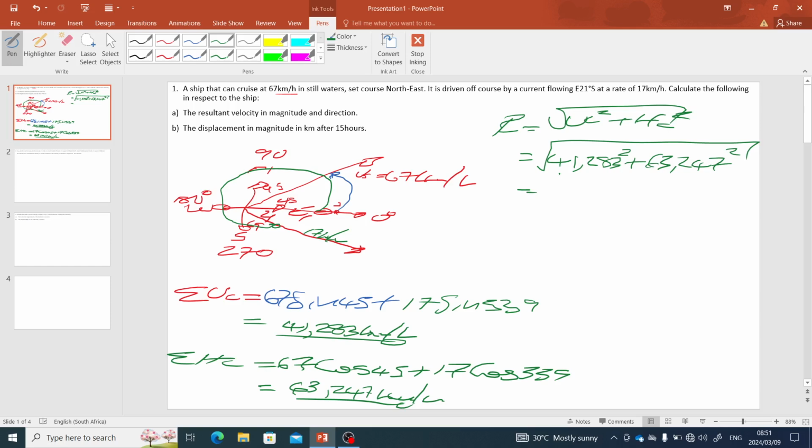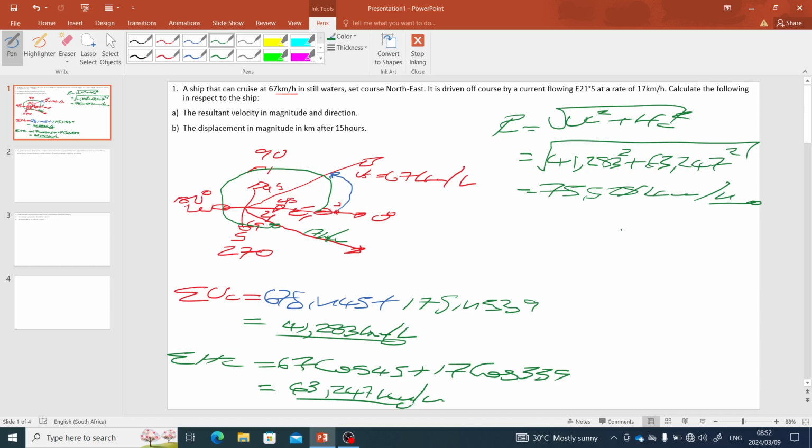41,283 squared plus 63,247 squared. Right, I get my answer as 75,528 kilometers per hour. Now, we've calculated our magnitude as per the equation.